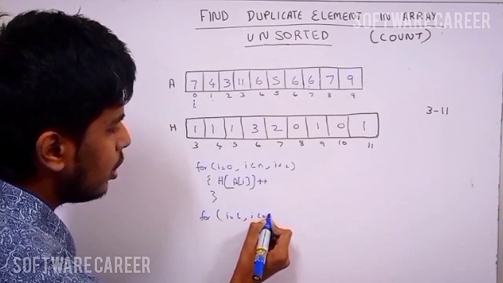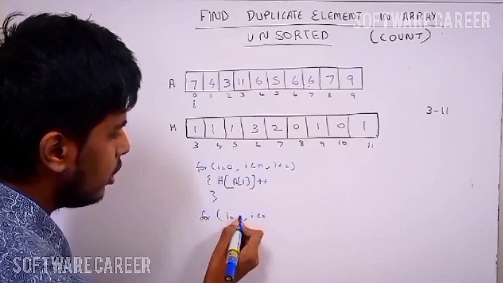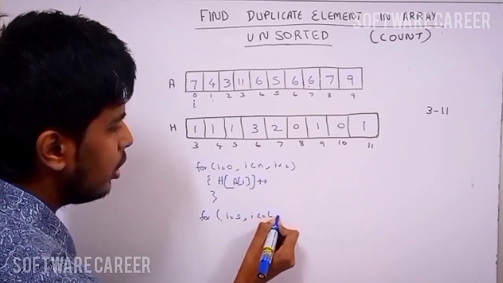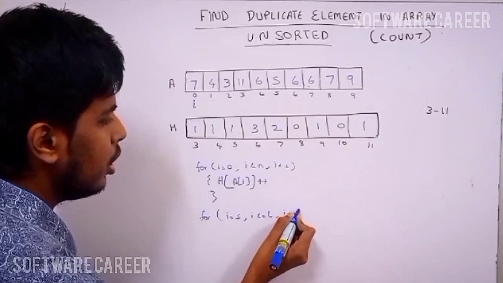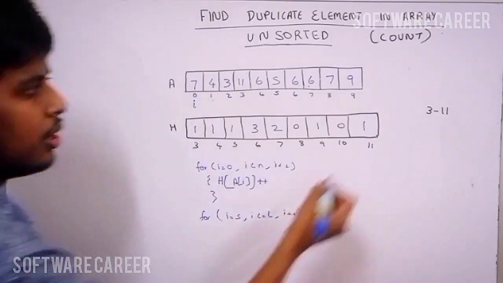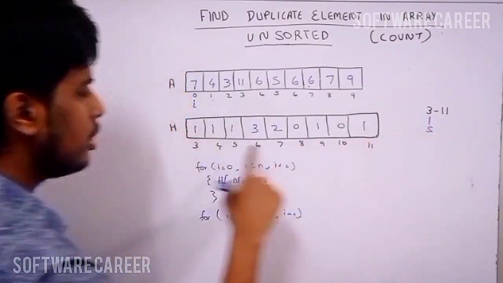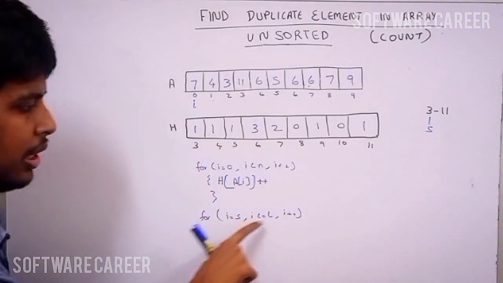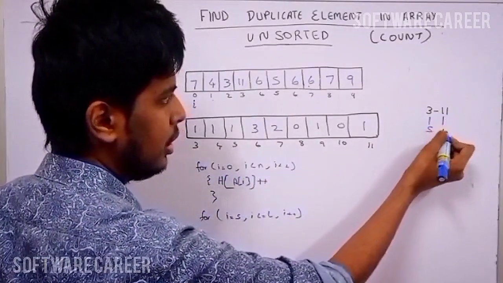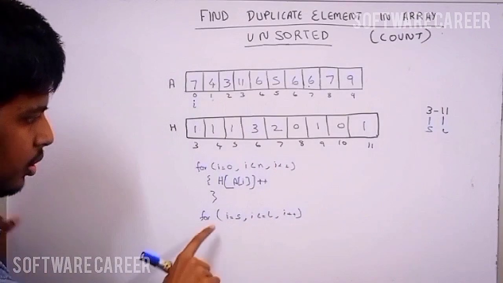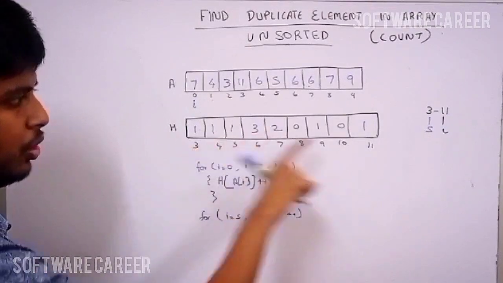Now see, I am writing another loop: for i equals S, i less than or equal to L, i plus plus. Now what is this S? S is 3. S is the smallest index in this hash table. L is the largest index in this hash table, that is 11. Now this i travels from 3 to 11.